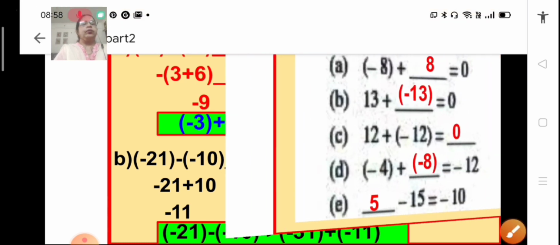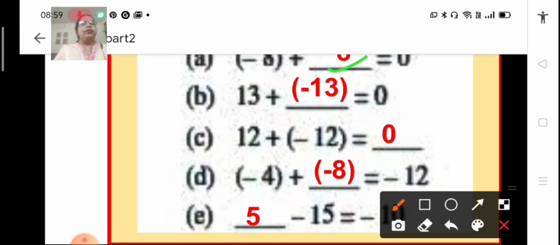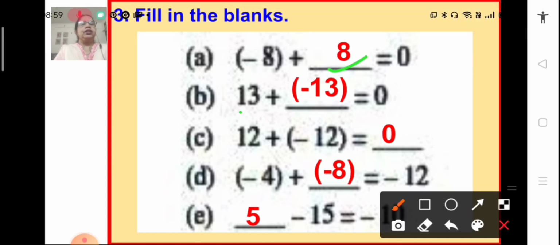Next one is question 3, fill in the blanks. A, negative 8 plus dash is equal to 0. So what do we add to negative 8 to get 0? It's the additive inverse. So its additive inverse is 8. So we fill the blank with 8. B, 13 plus dash is equal to 0. So what is the additive inverse of positive 13? It is negative 13. So it becomes 0.